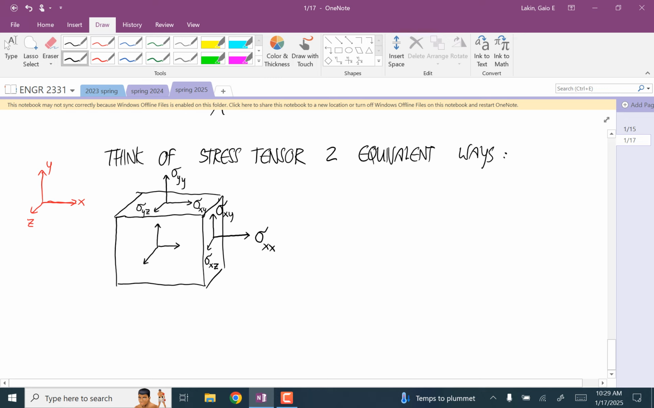And now we'll go to the third face. We have sigma ZZ. And because of the rotational equilibrium, the one on the z face pointing in the x direction we'll call sigma xz instead of zx, and the one pointing in the y direction we'll call sigma yz instead of zy.